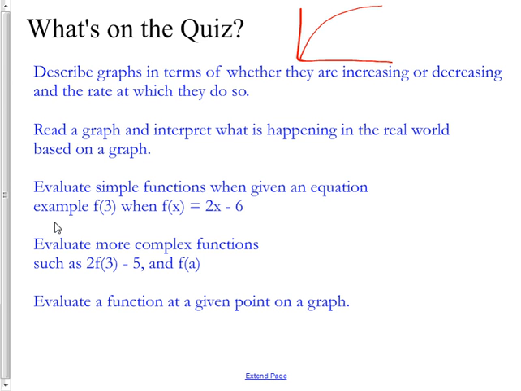Okay, so what's on the quiz that we have tomorrow? This is the review for that quiz. Describing graphs in terms of whether they're increasing or decreasing. So here's a little graph. Is this one increasing or decreasing?